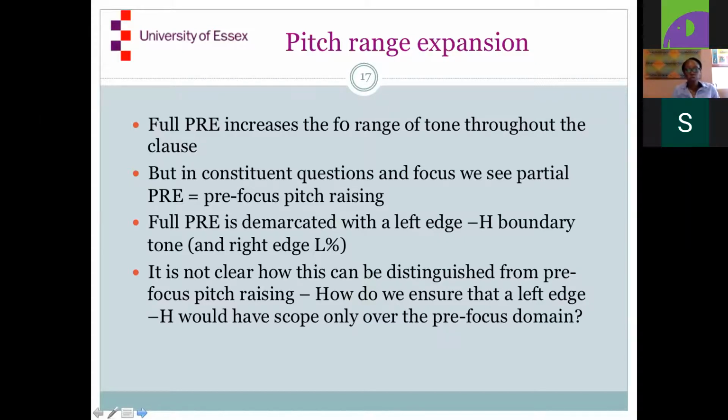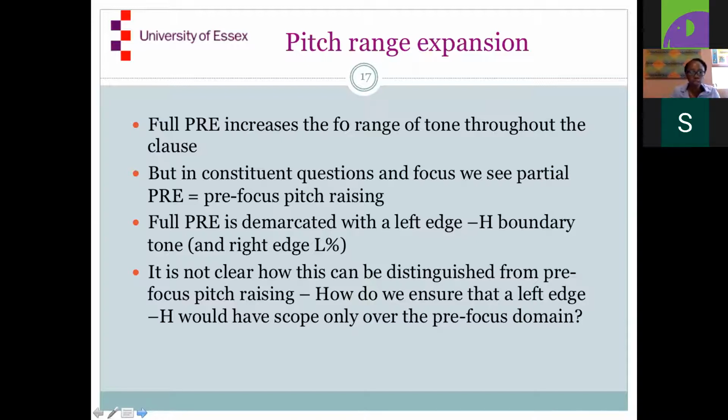So the full pitch range expansion, we can mark in terms of the intonation. It makes sense to mark that with a left edge high boundary tone, an intonational tone. And in terms of phrasing, or in terms of the scope that this left edge high intonational tone would have, we can see that it's going to be across the whole domain. And then we have this pitch range expansion.